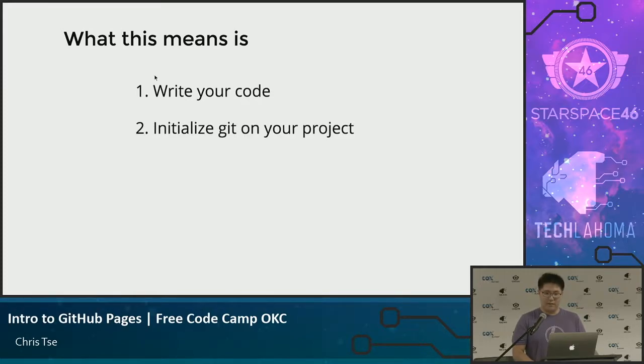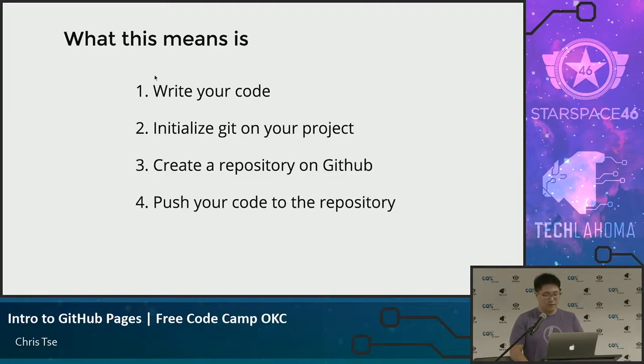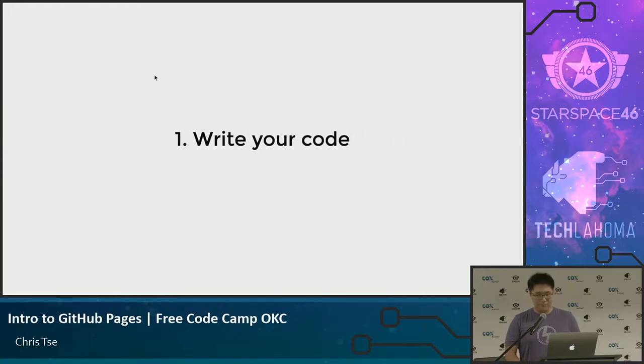We will initialize Git on the project, more on that later. We'll create a repository on GitHub. We push the code to that repository, and then the website should be live. And so I'll walk through these steps today with you guys. And so first step is writing your code. So Matt already showed us how to write a portfolio site last time, so I won't do that again, and we don't have the time for that. So I'll assume that you're already working on something, or you already have something done. So that's step one. All right.